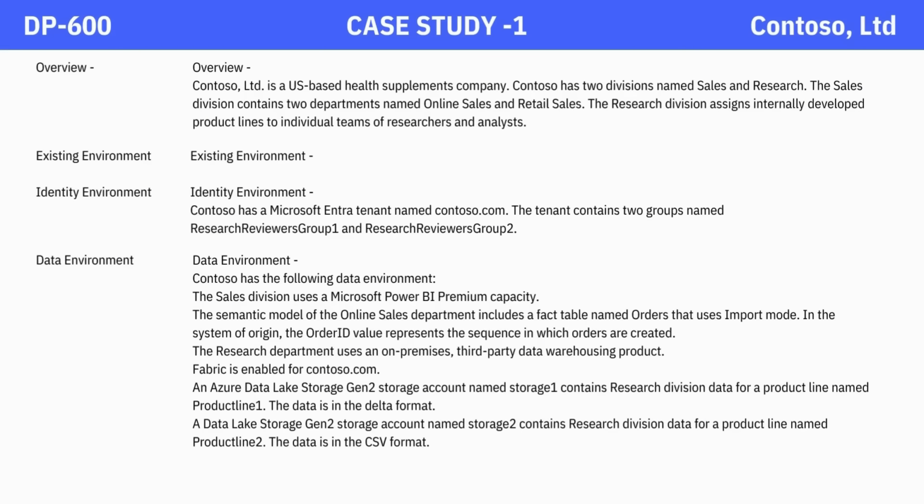An Azure Data Lake Storage Gen 2 storage account, named Storage 1, contains Research Division data for a product line named Product Line 1. The data is in the Delta format. A Data Lake Storage Gen 2 storage account, named Storage 2, contains Research Division data for a product line named Product Line 2. The data is in the CSV format.